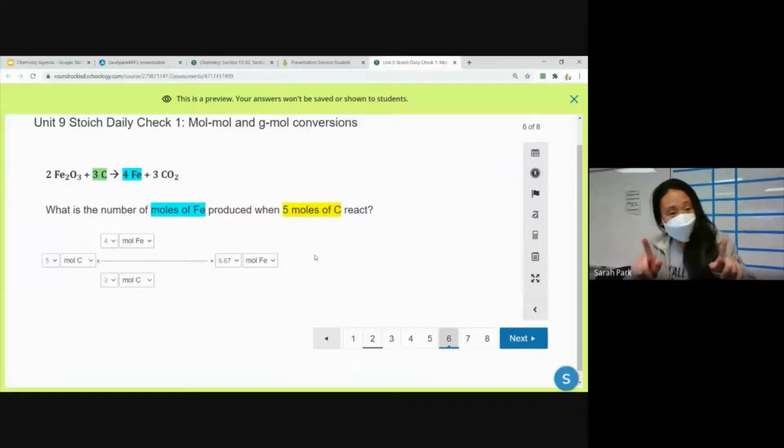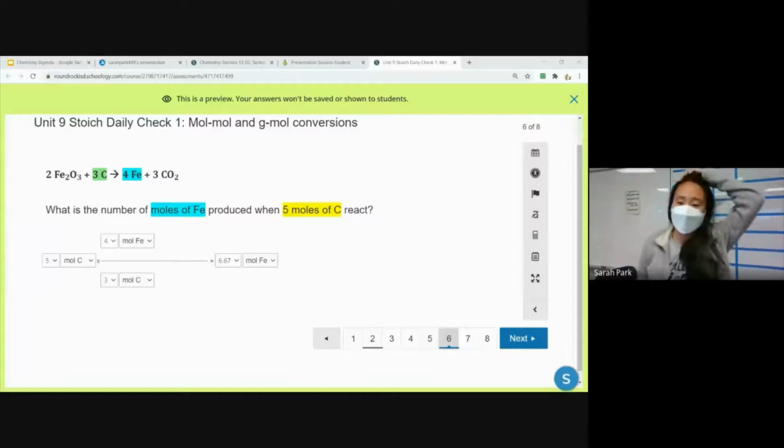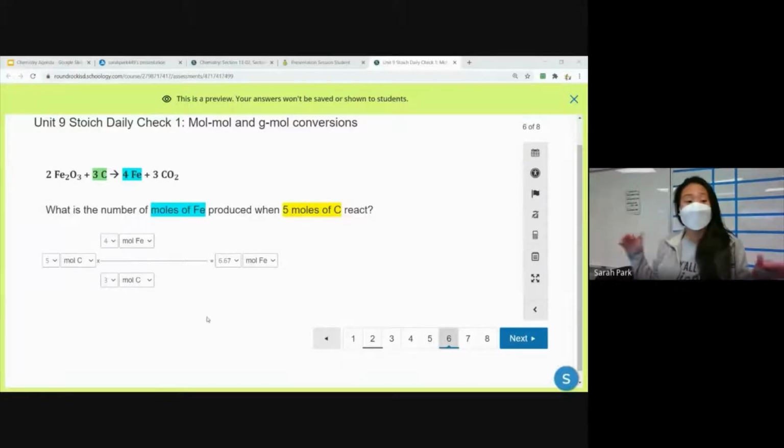Although I think Miss Bailey's class did not do number 4. Did y'all do number 4? No. Okay, I'll quickly do number 4 and then we'll hop to number 7 because I think my class already did number 4. All right, does anybody need more time on number 6 or are we good to go?